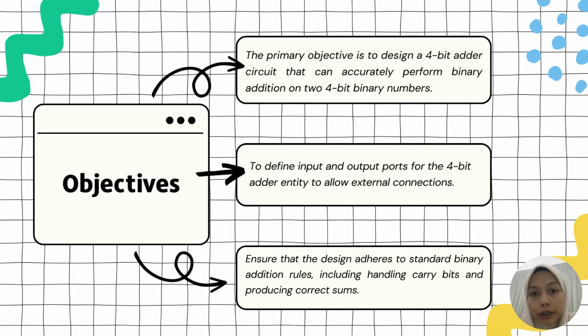So these are the objectives for 4-bit addition. The primary objective is to design a 4-bit adder circuit that can accurately perform binary addition on two 4-bit binary numbers. The second objective is to define input and output ports for the 4-bit adder entity to allow external connections. And the third one is to ensure that the design adheres to standard binary addition rules, including handling carry bits and producing correct sums.